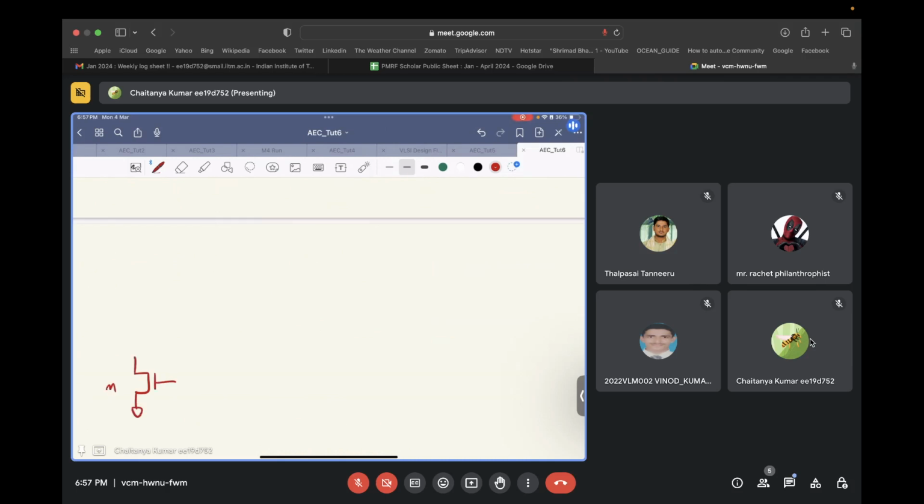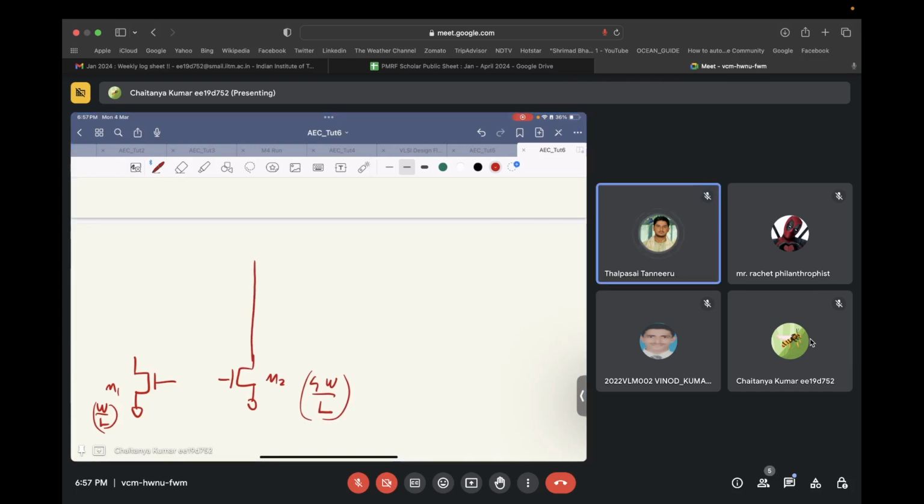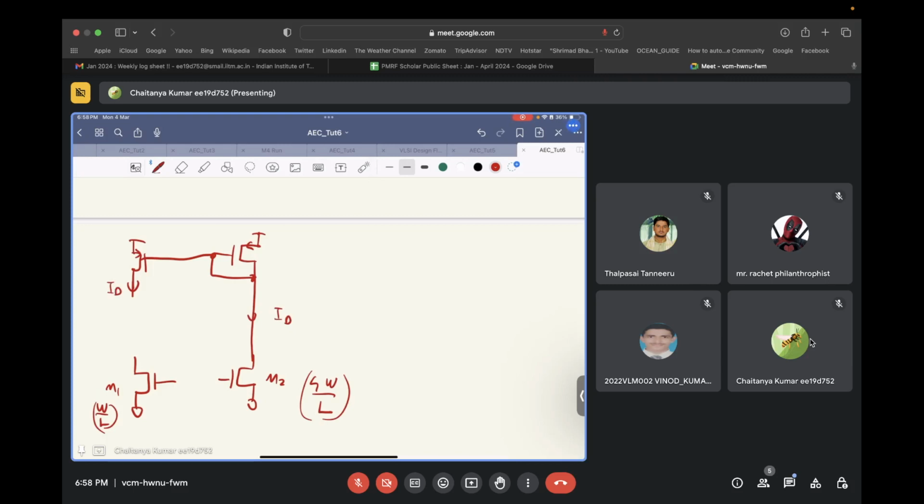So this is M1 with W by L, and this transistor is M2 with 4 times W by L. Again, since the current in both the branches has to be the same, there will be a current mirror that will still remain at the top. Okay, so assuming that this is some current ID, the same current ID is flowing over here.